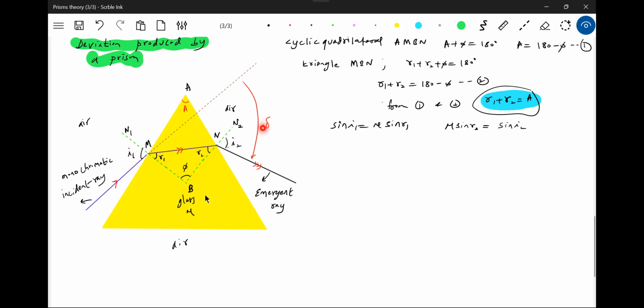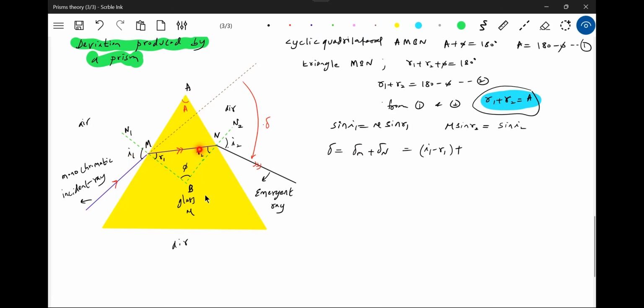We have to calculate the net deviation suffered by it. So the net deviation should be equal to deviation at M plus deviation at N. Deviation at M: the ray wanted to traverse this particular path, but it got deviated. So I1 minus R1 should be the deviation. The deviation suffered by the ray at the first phase will be angle of incidence minus angle of refraction.